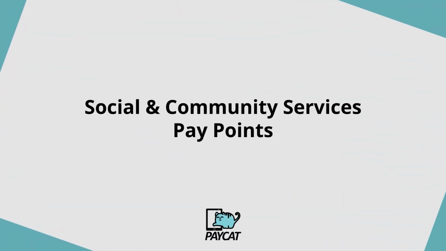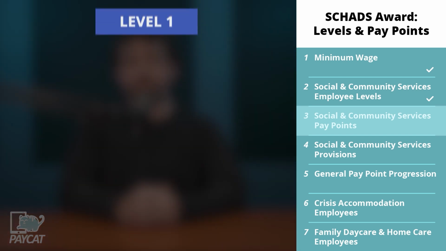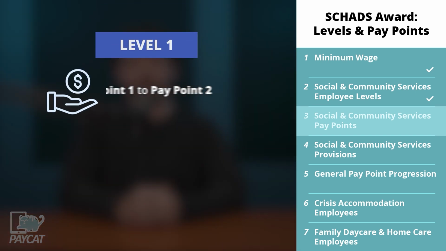To take it a step further, the SCHADS award is arranged so that there are several different pay points within the different classification levels of the award. There are several specific provisions in the award that deal with which pay point an employee must start employment on, and how progression through pay points is dealt with regarding certain classification levels. There is a provision for certain social and community service employees at Level 1, Pay Point 1, to progress to Pay Point 2 based on length of service in the industry.